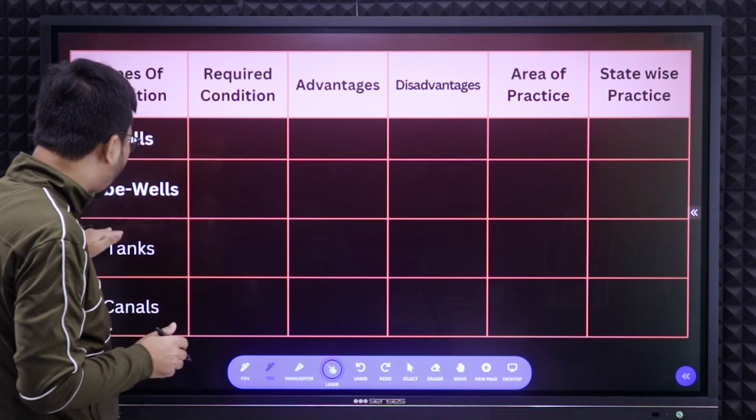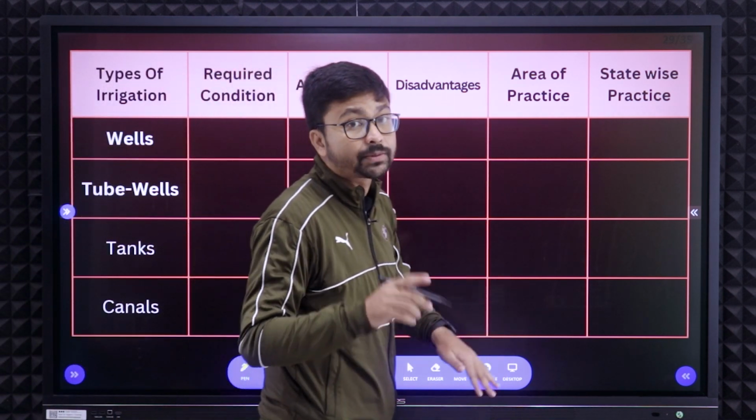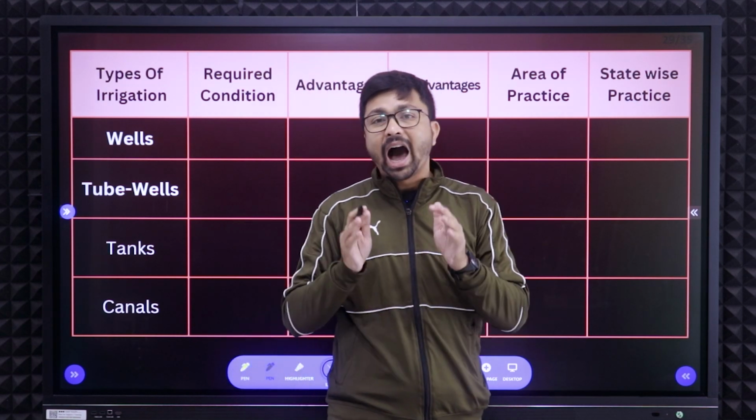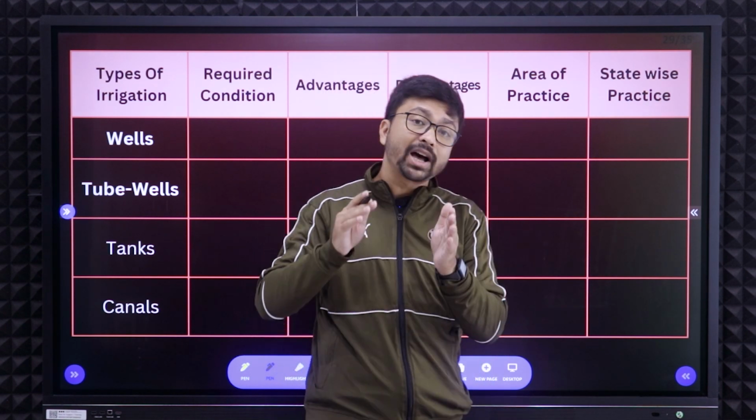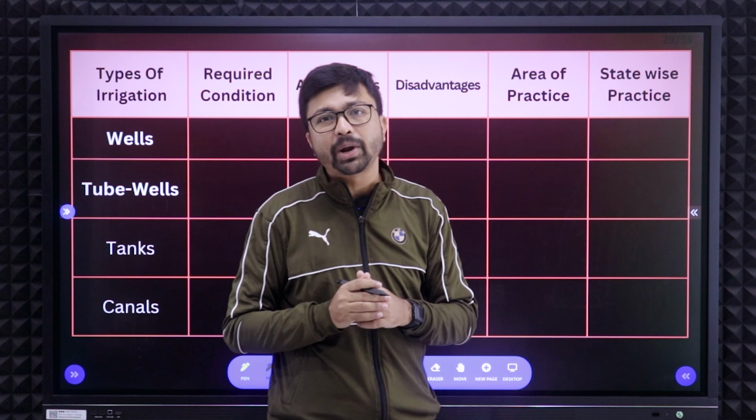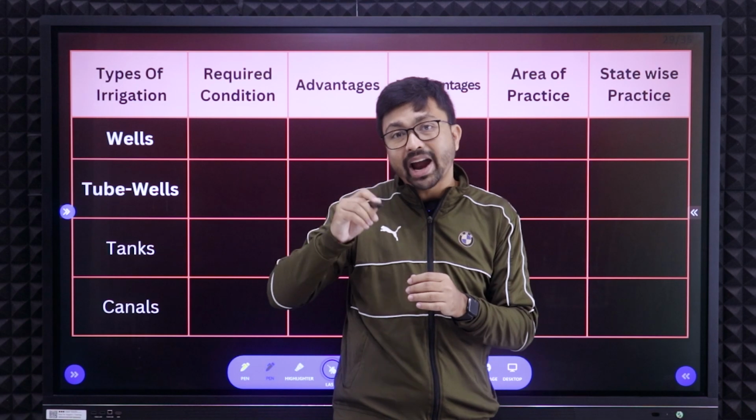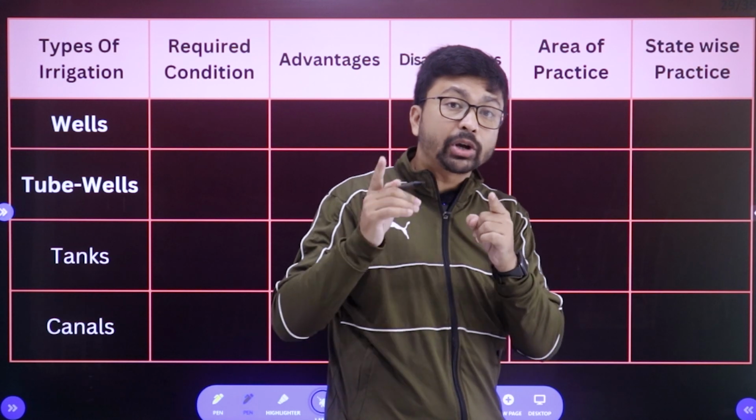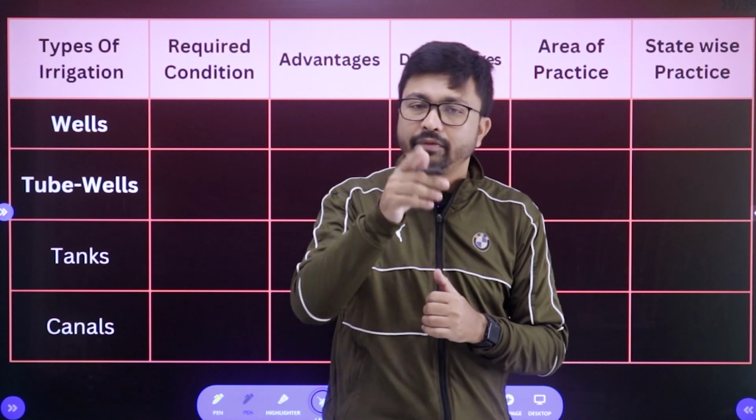Then the advantage of wells, tube wells, tanks and canals, the disadvantage for each, the area of practice and the state-wise practice. Remember, they look the same. These two columns look the same, but remember one thing: ICSE is very particular about your questions and answers. If the question asks which area tank irrigation is popular in, you have to write the Deccan Plateau area or Peninsular India. If the question asks state-wise, then you need to write the state's name, like Karnataka, Tamil Nadu. You cannot write Deccan Plateau if the question asks for a state's name. So you need to be very particular.